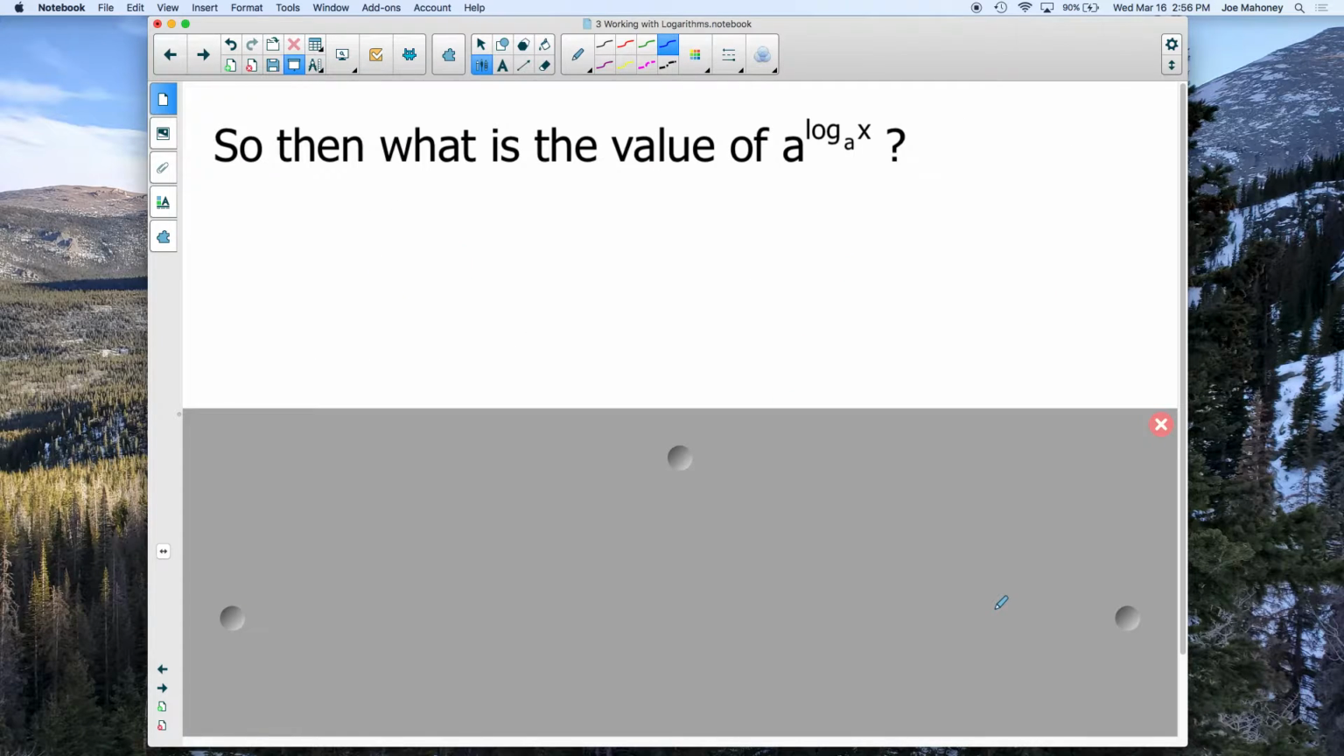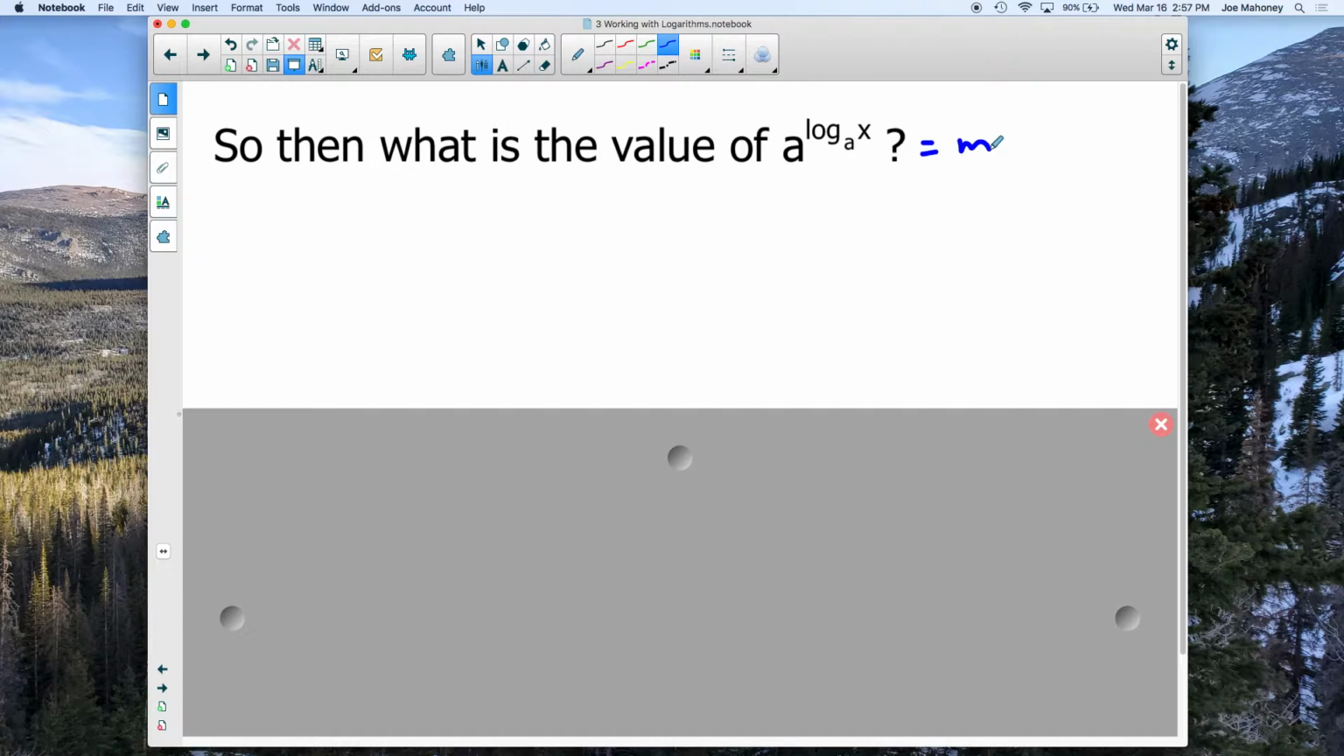All right, let's keep going. So then what do you think the value of this would be? Play with it for a little bit. See what you can do. I'll come back in a moment. All right, why don't we proceed the same way? Let's say that this is equal to some number that we're going to call m.